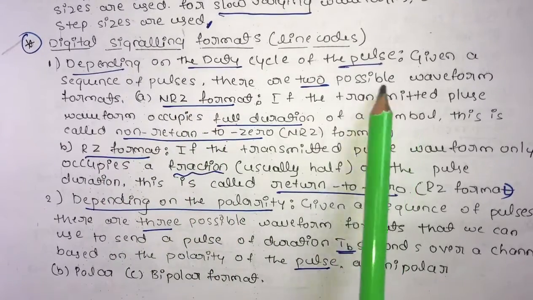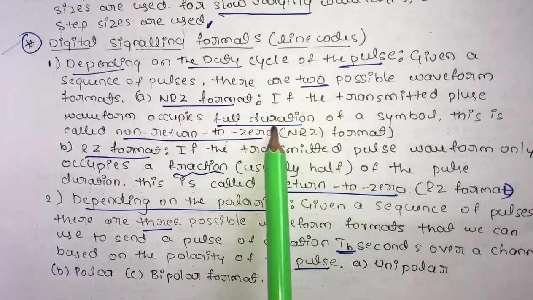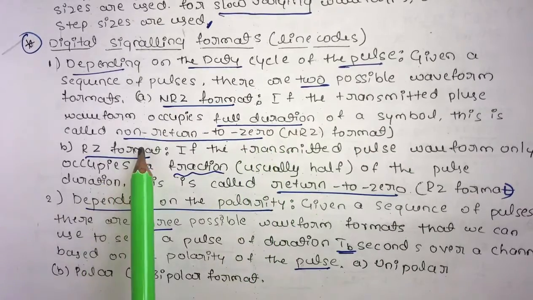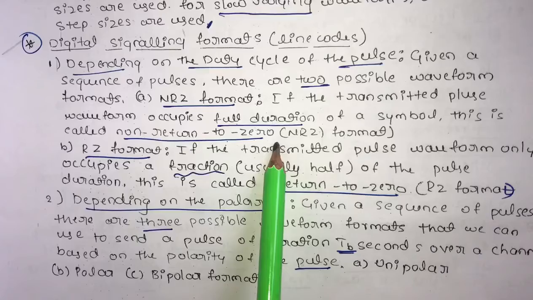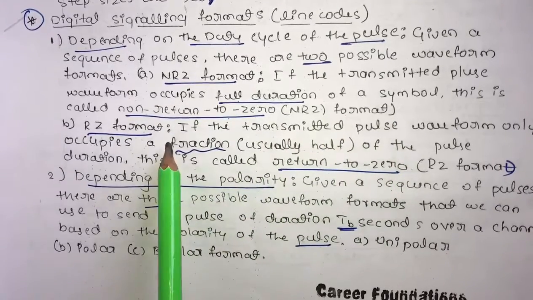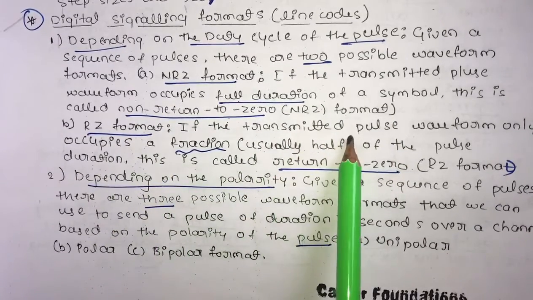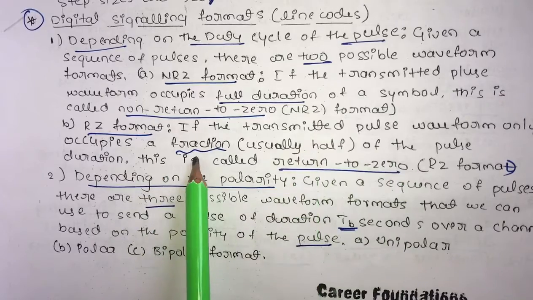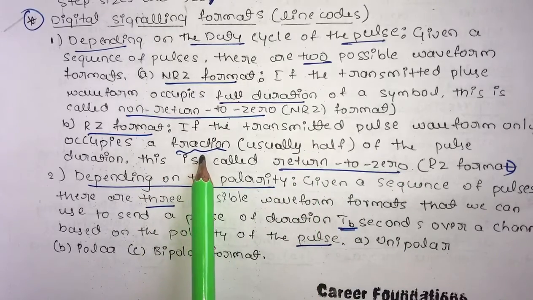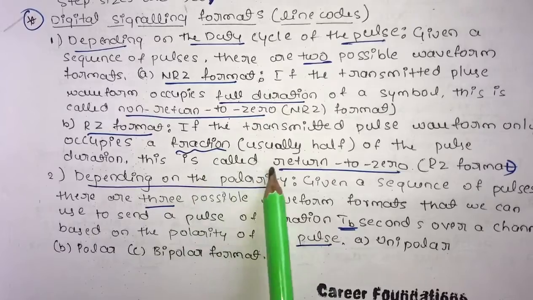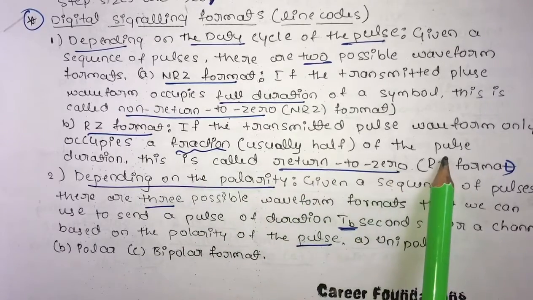If the transmitted pulse waveform occupies the full duration of the symbol, then we call it NRZ, non-return to zero format. A second is RZ: if the transmitted pulse waveform only occupies a fraction, usually half of the pulse duration, then it is called return to zero, that is RZ format.